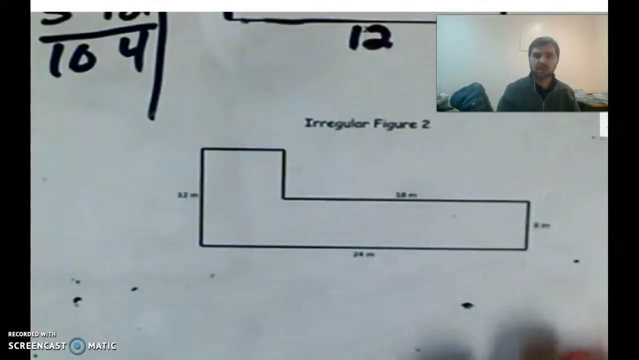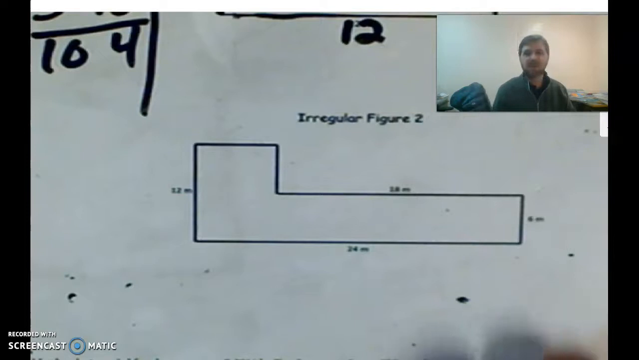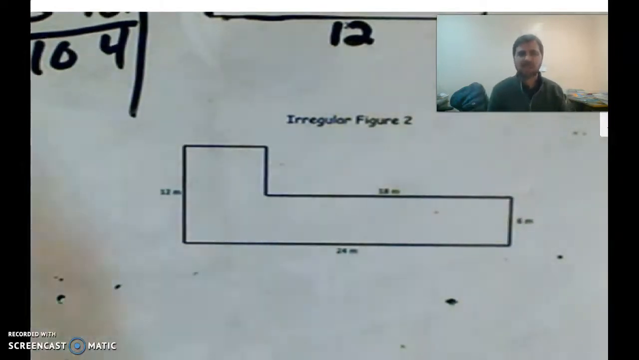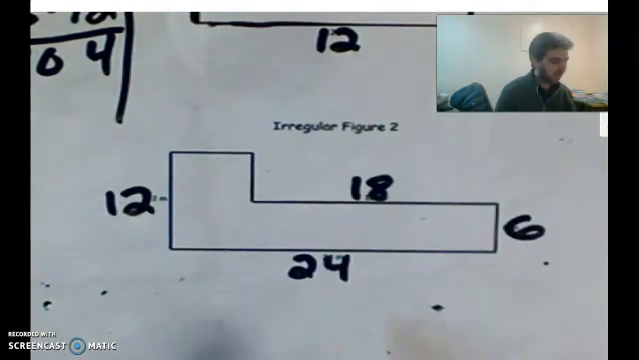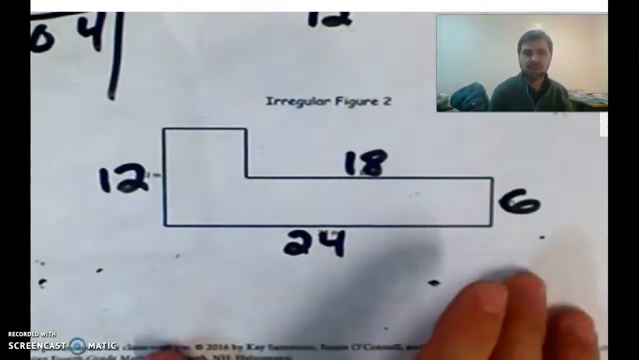Let's try one more. Let's try this one, and then your independent work won't even be this hard, I promise. It's not even going to be this difficult. All right, so if you haven't tried this one yet, try it now. All right, so I know the numbers are kind of small, so I made them bigger on this one.